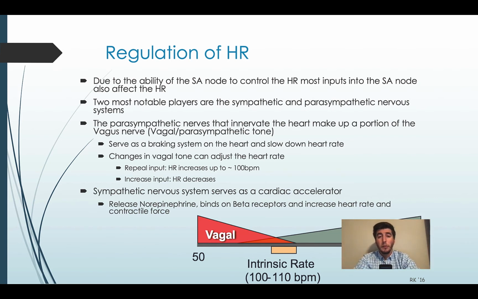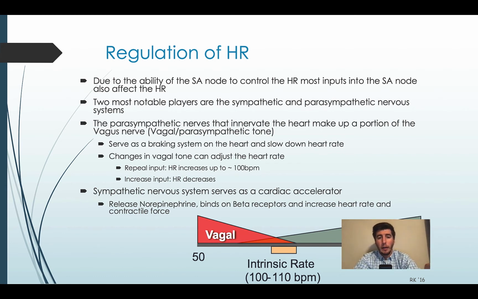Most people's resting heart rate is significantly less than 100 beats per minute. That's because parasympathetic tone is playing a role here. You have parasympathetic innervation that's slowing down your heart rate. It's physically putting a small brake on your heart to slow it down, right?